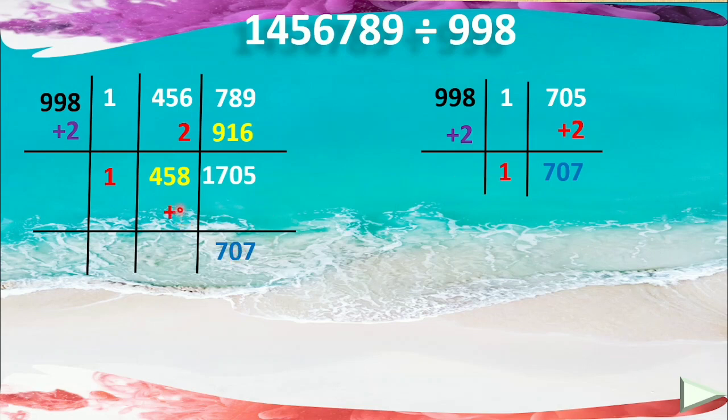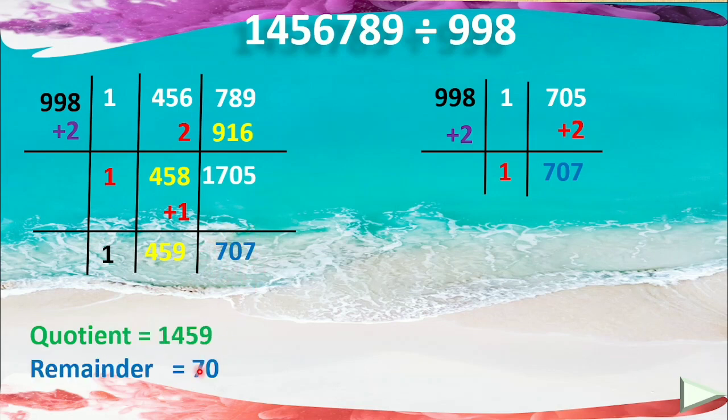Now it will be our remainder, and write down 1 just below 458. Add these and result is 459. Now write down 1 from the top. Now your quotient is 1459 while remainder is 707.